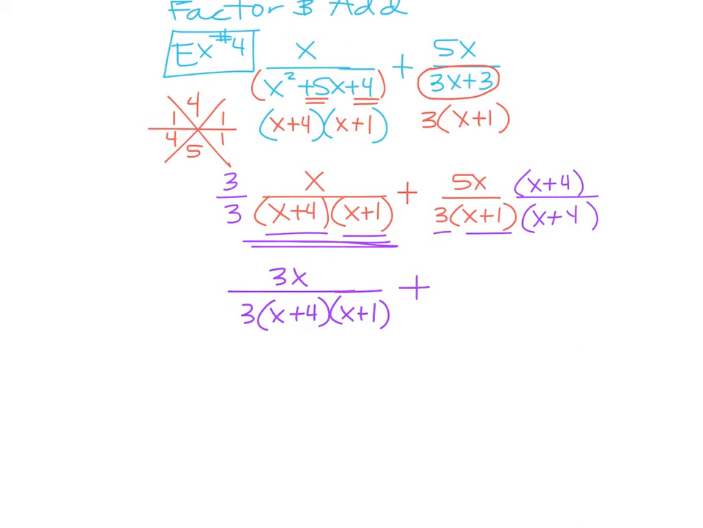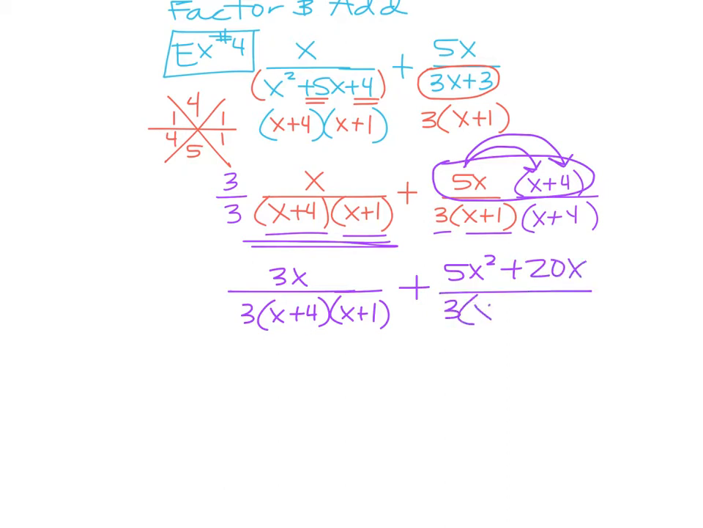Plus, except for here, the bottom you will leave be. The top, we're going to simplify this so that we can then add stuff together. So 5x times x would be what? 5x squared plus what? 20x. Okay, over 3 times x plus 1 times x plus 4.